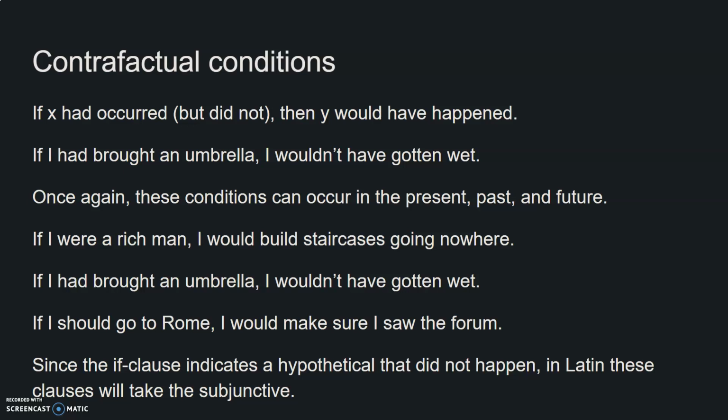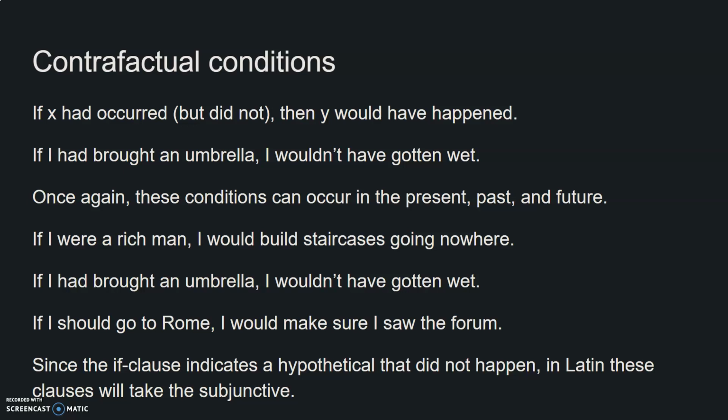I might have wished it were true in the past, but that doesn't mean it would be true in the future. So let's talk about some examples of this. Remember, if X had occurred, then Y would have happened. If I had brought an umbrella, I would not have gotten wet. But I didn't bring an umbrella, so I did get wet.